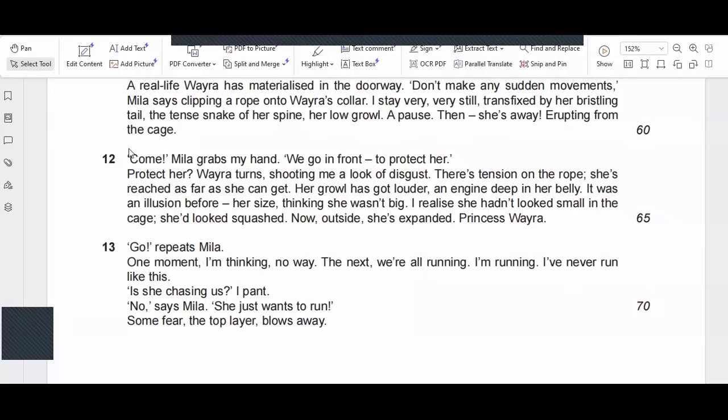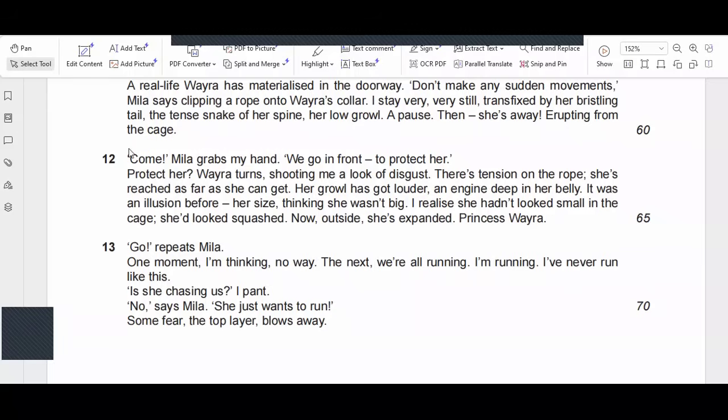So, the narrator was given a command to come by the miller as soon as she grabbed her hand. We walk in front to keep her safe. Vaira turns and gives them a look that seems full of anger. The rope was tied. She couldn't move any farther. Her growl has grown louder, sounding just like an engine inside her.